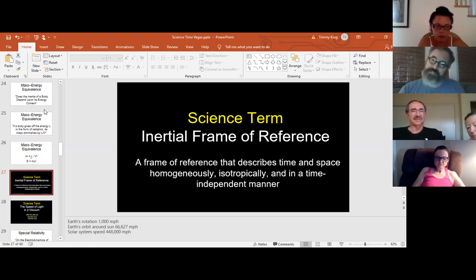Now, if there was a second astronaut at a fixed location outside of our solar system, looking down at us, they would see the Earth orbiting around the sun, and they would see that the Earth is moving at about 66,627 miles per hour as it goes around the sun. So that astronaut would say that the floor is in fact moving at 66,627 miles per hour, and at the same time it's spinning at 1,000 miles an hour.